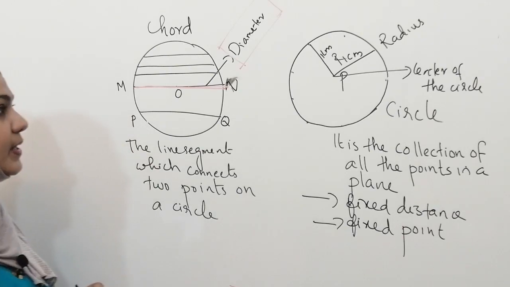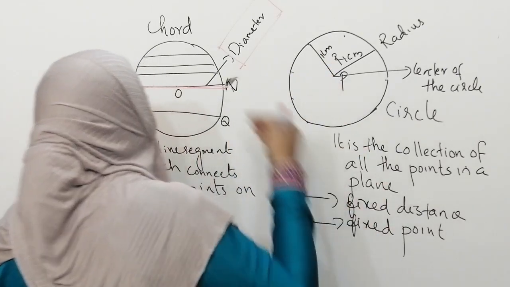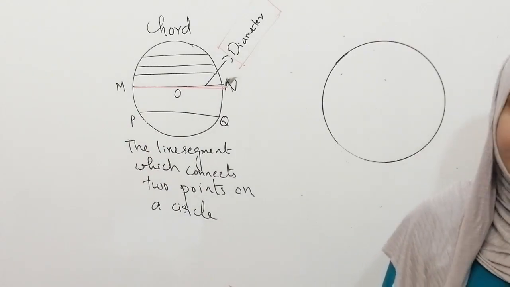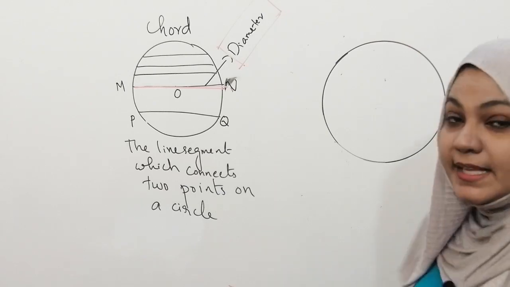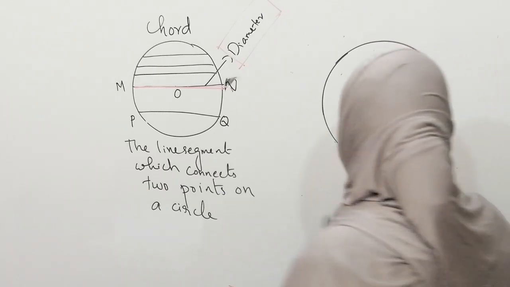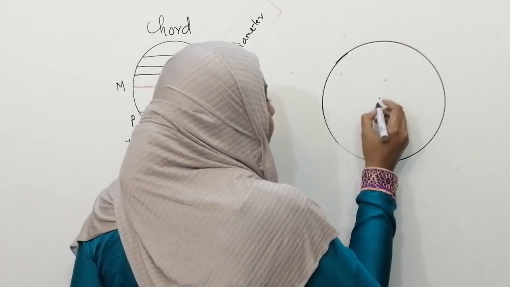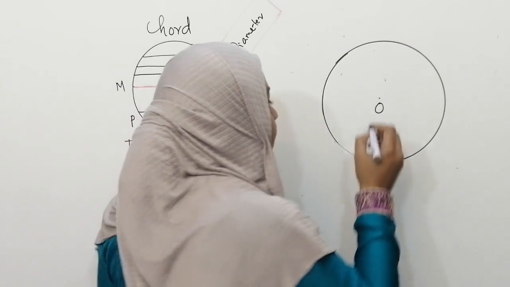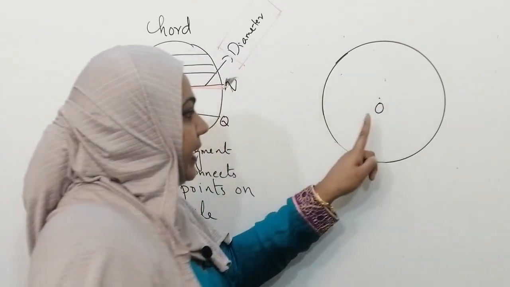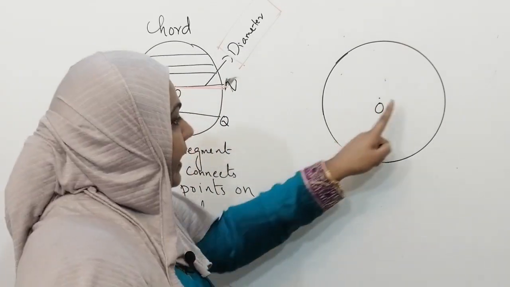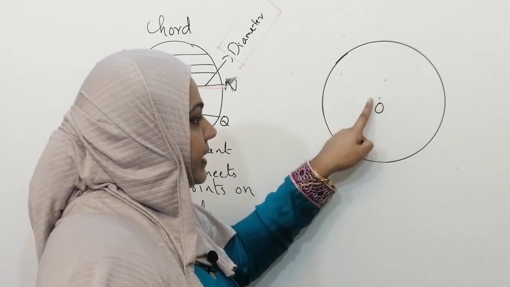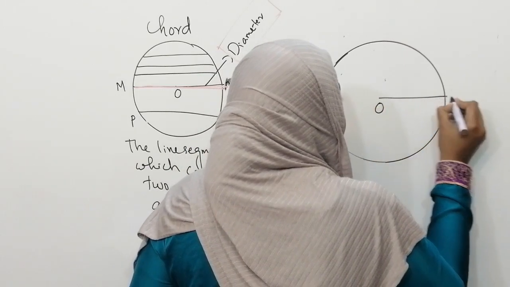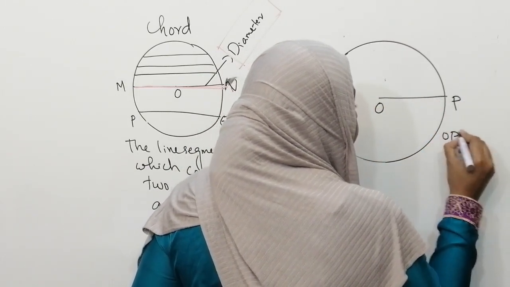So we learned 4 terms now. Radius, center of the circle, chord, diameter. You know that there is a connection between diameter and radius. Let's see how it will be. So what is the definition for radius? A line segment which connects from the center to the edge of the circle or the boundary of the circle. Here this is the center point of the circle. A line segment connects from center of the circle to the edge of the circle. So now OP is the radius.